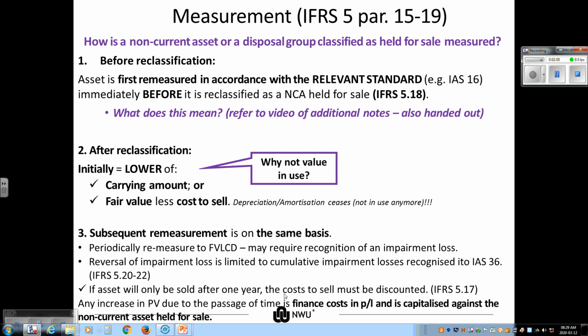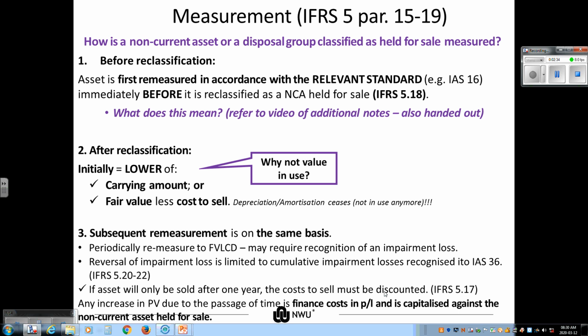If the asset is only sold after 1 year, the cost to sell must be discounted. I think Blantyre is an example of this one, and any increase in my present value due to the passage of time will be finance cost in P&L. So I will debit finance cost P&L and I will capitalize it against my non-current asset held for sale. So that means I'm going to credit non-current asset held for sale.